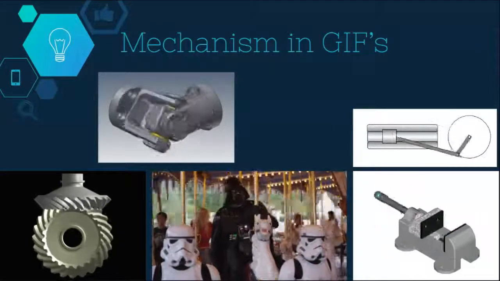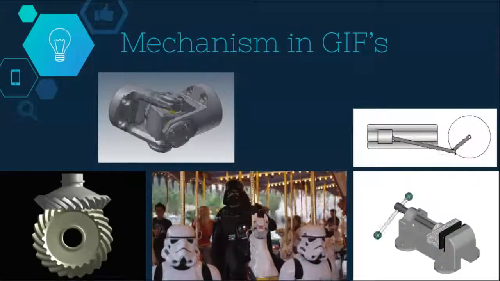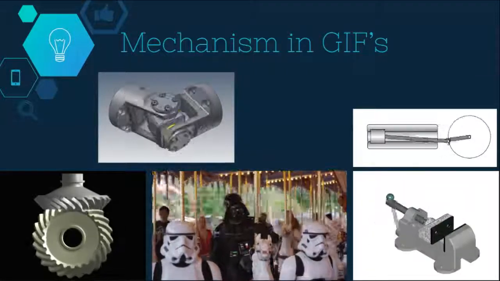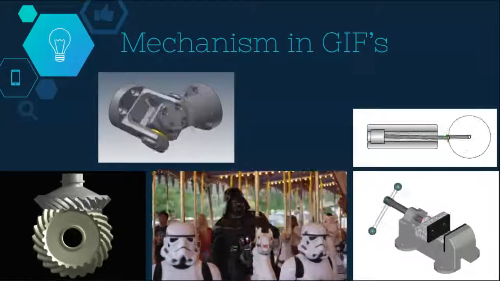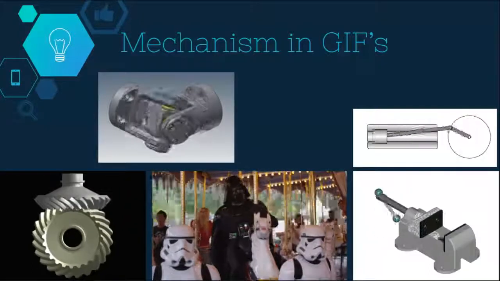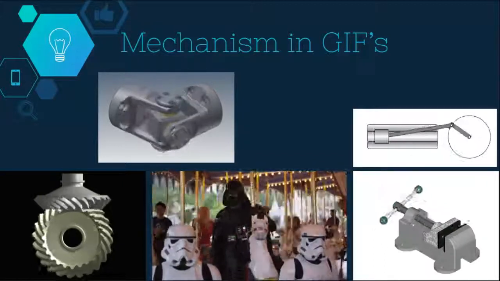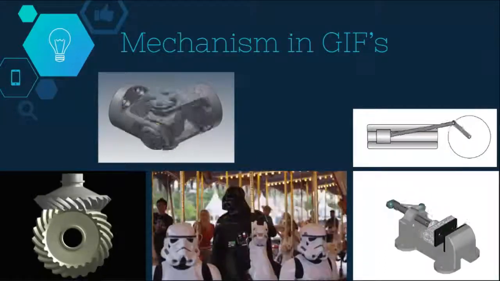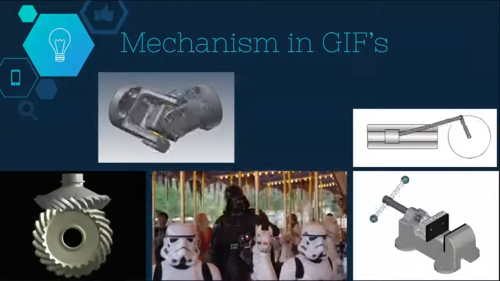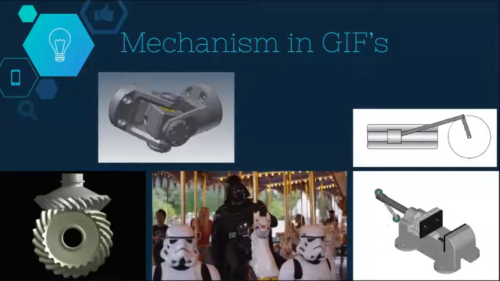Darth Vader in the bottom center is riding on a carousel or a merry-go-round. And in that carousel example, you can't actually see the mechanism working, but typically on a carousel, if you're sitting on the horse and you look up above your head, you will see a crank and slider. The carousel has its horses reciprocate up and down using many, many, many crank and sliders.